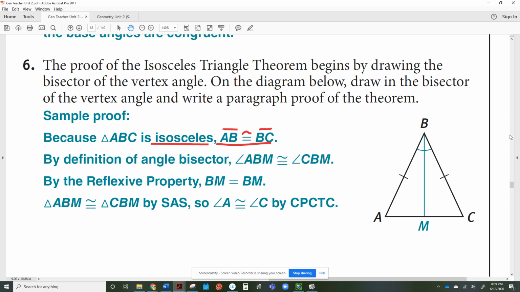Then they said, you also told me to make an angle bisector. So what does an angle bisector give me? It gives me these two angles that are congruent. So they gave me congruent angles. So this is a pair of sides. This is a pair of angles. I either need another pair of angles or I need a pair of sides. And they gave me BM is congruent to BM by the reflexive property. So here's the other pair of sides. Now I can say the two triangles are congruent by side angle side.